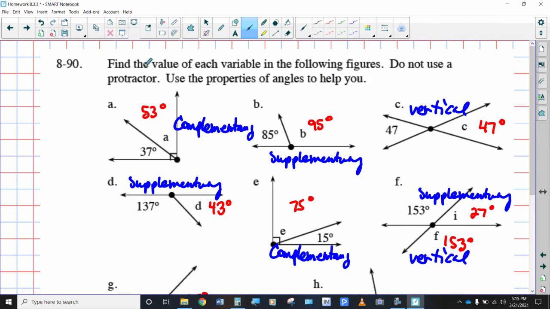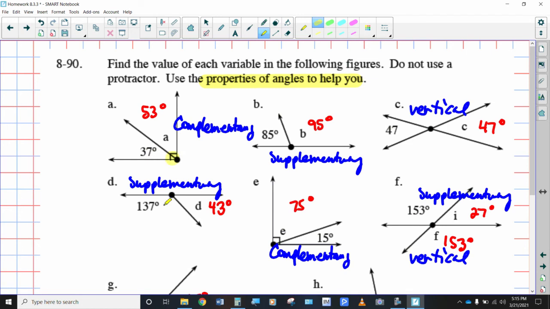All right, and then we've got to find the value of each variable in the following figures. Do not use a protractor. Use the properties of angles. One thing that I've mentioned before in the lesson that I want to mention again is CPM is notorious for drawing diagrams that don't actually match the true measurements. So it says 37 degrees here, but that may not be 37 degrees. So you don't want to measure this using a protractor.